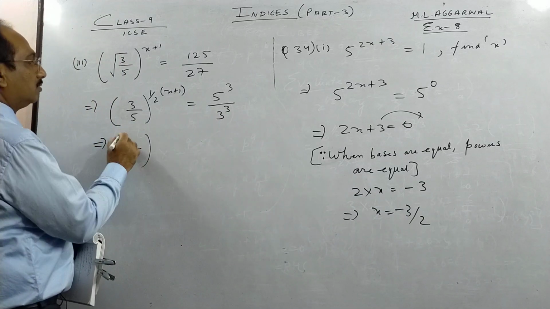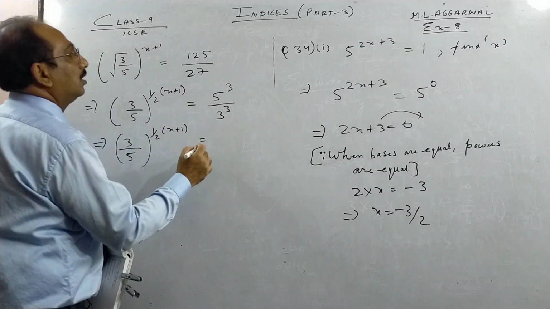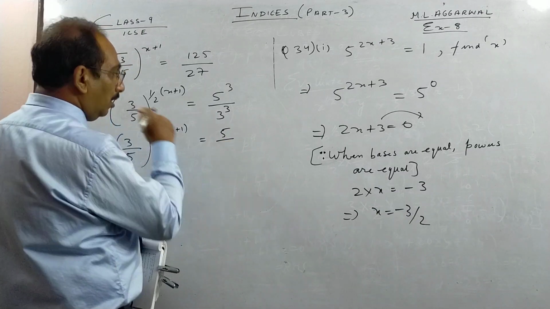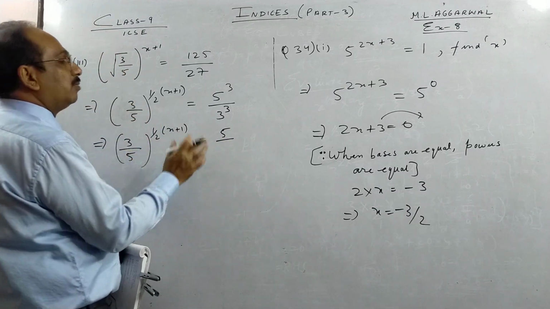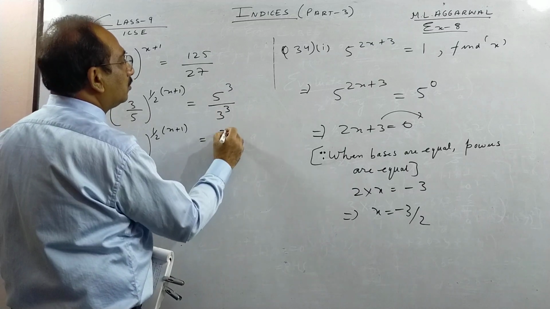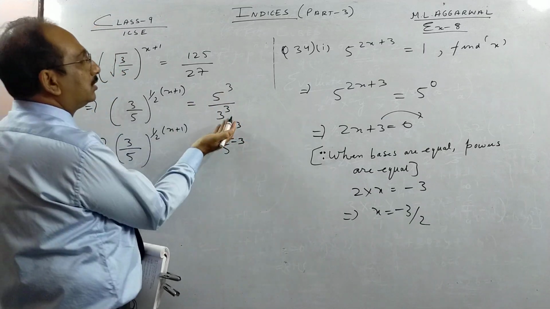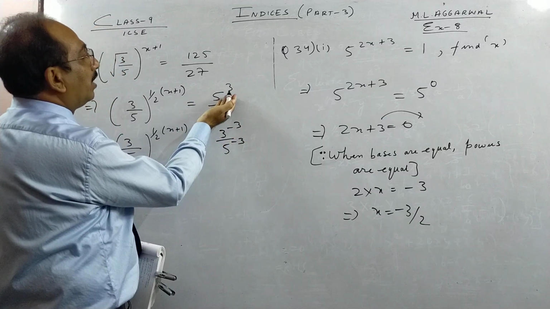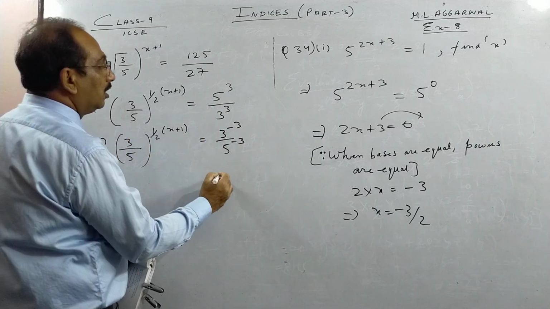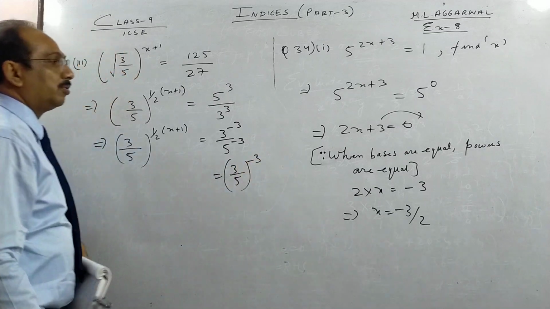So this is 3 to the power 5 half x plus 1. Here, if you see, this is 3 by 5, this is 5 by 3. So what I do, here I can write 3 to the power minus 3 and 5 to the power minus 3. I just interchange: 3 goes up and becomes minus, 5 comes down and becomes minus, because ultimately we want 3 by 5. So here it will become 3 by 5 to the power minus 3.